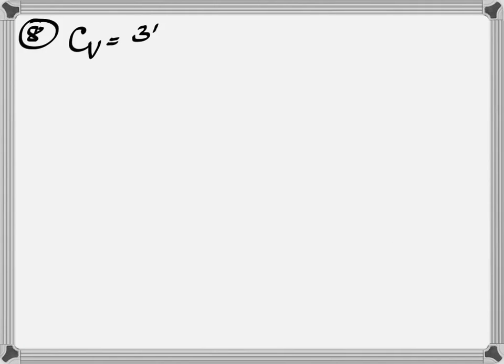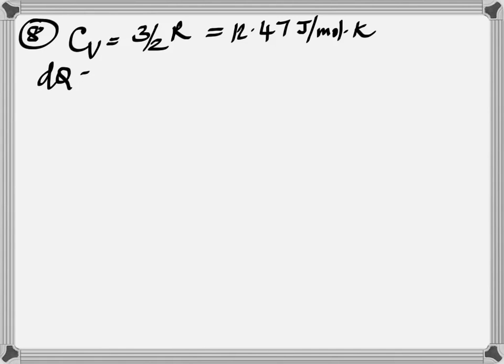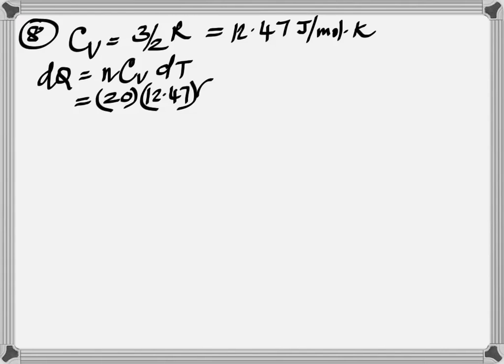Number 8, you got to remember that specific heat at constant volume for a gas, if it's monatomic, is 3 by 2 R. And dQ is n Cv dT.